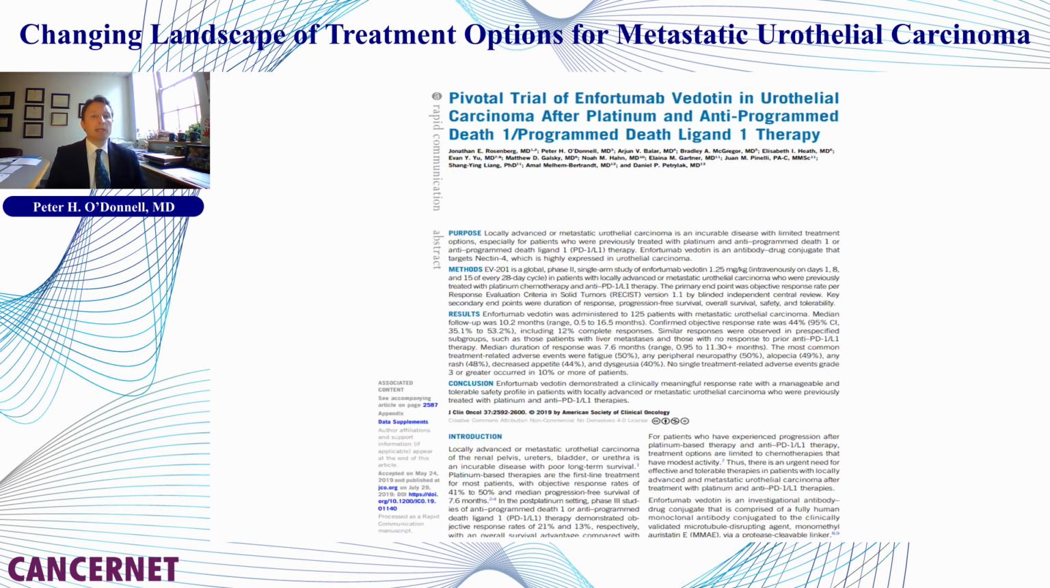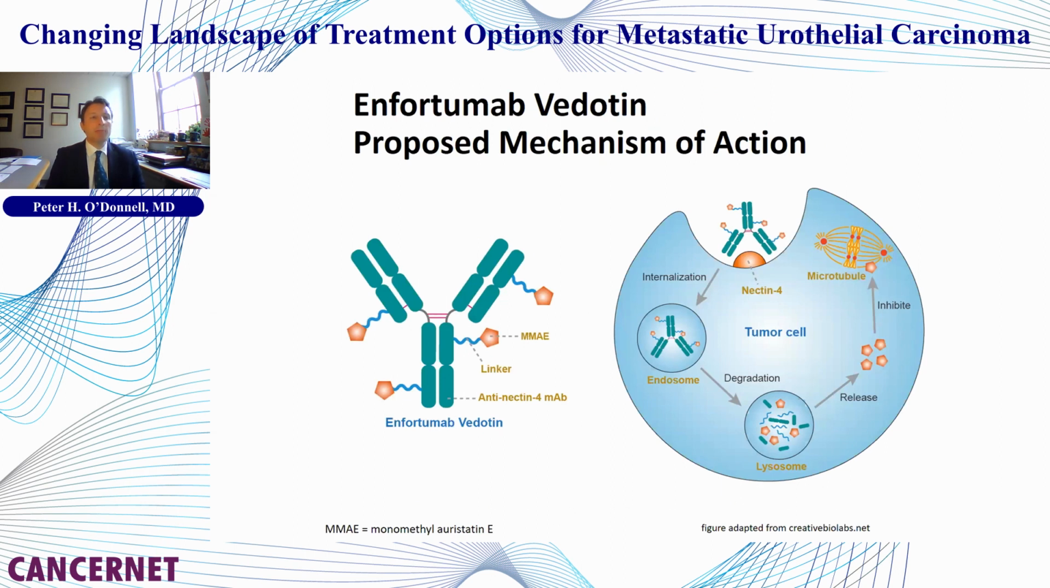And the basis for the approval of this newest agent, enfortumab vedotin, was summarized in the Journal of Clinical Oncology last year in the paper, the phase 2 trial that supported its use. I will recap that trial and the data from that in the ensuing slides. First, to talk about the mechanism, because this drug does have a unique mechanism of action compared to all of the other drugs that have been approved for metastatic urothelial cancer.